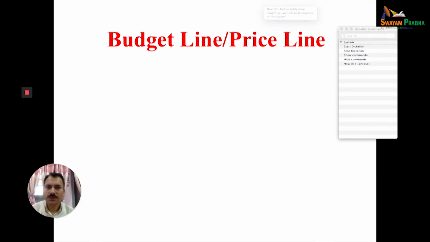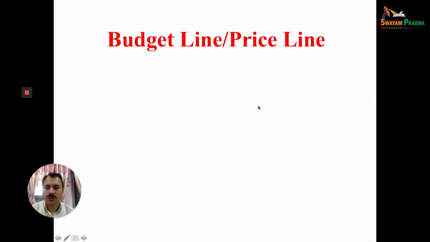Now, the budget line. I have told you that the main objective of discussing the indifference curve is to know the consumer equilibrium. And we need two analytical tools. One we have already discussed, that is indifference curve analysis. And the second one is the budget line, which is also called the price line.